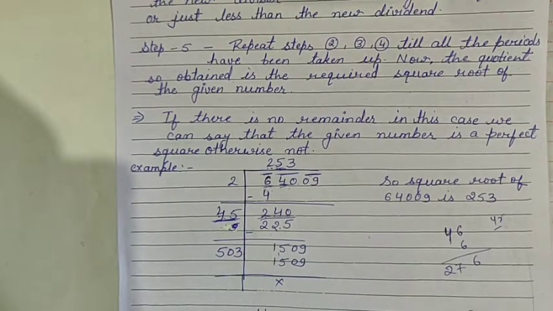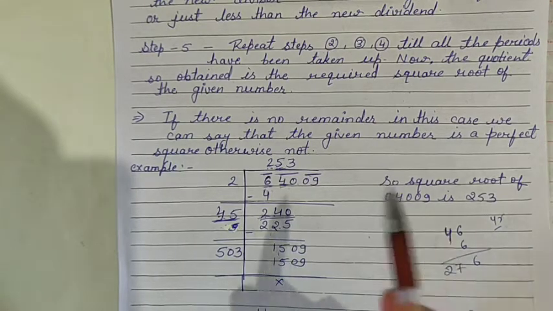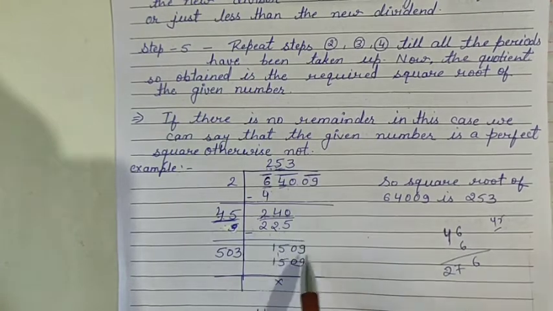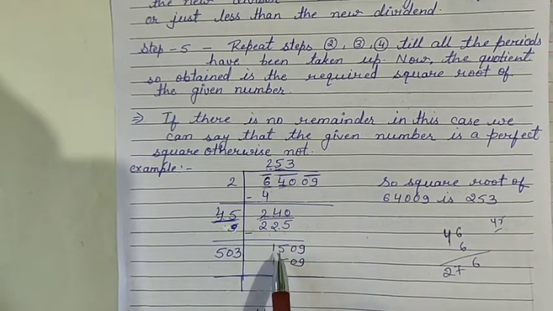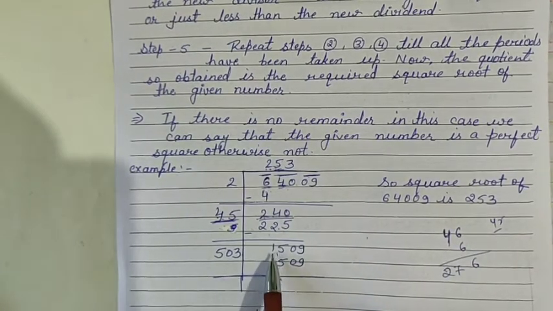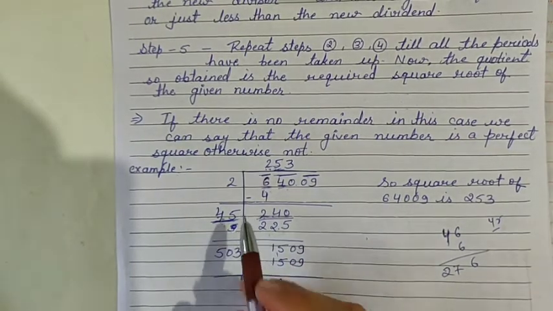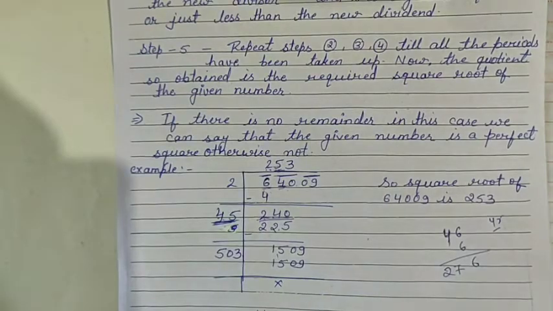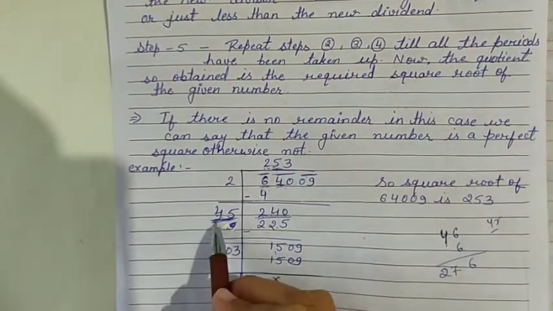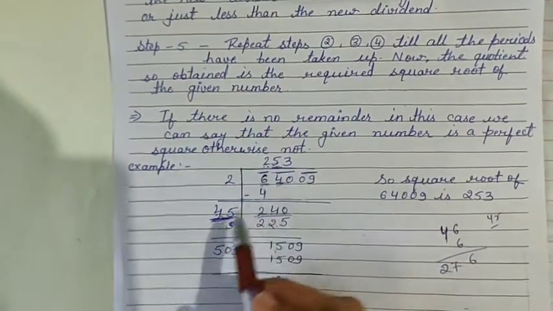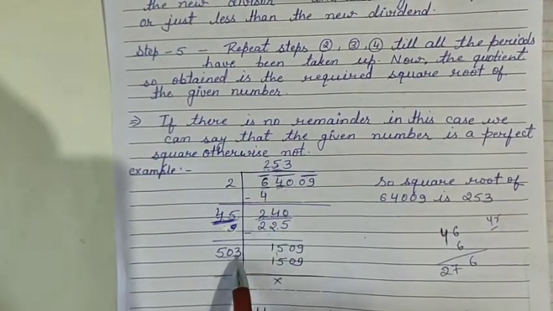Now we will repeat our steps. We will take our next period and bring down 09. So this is our new dividend, 1509. And the sum of our previous divisor and quotient is 45 plus 5, that is equal to 50.